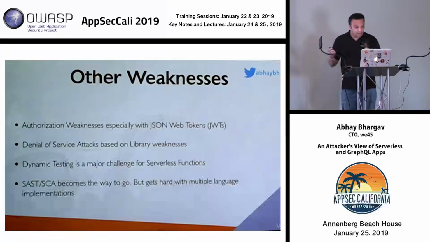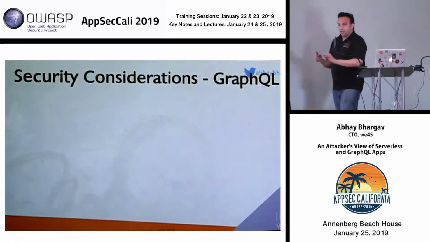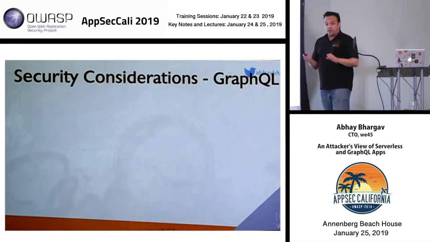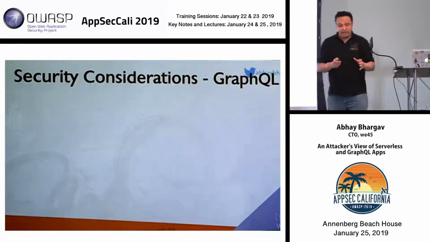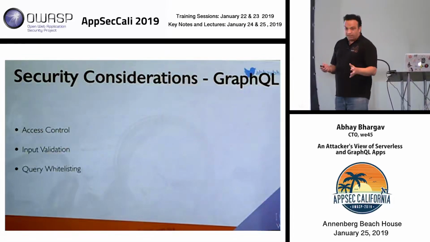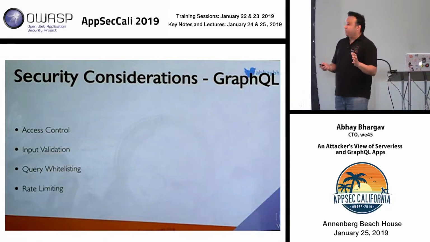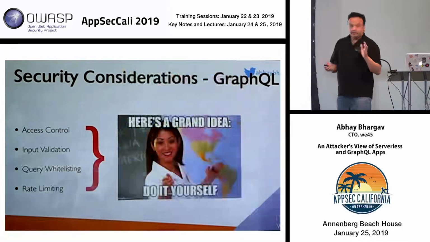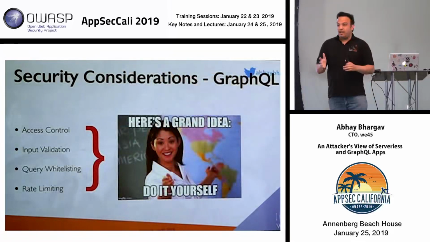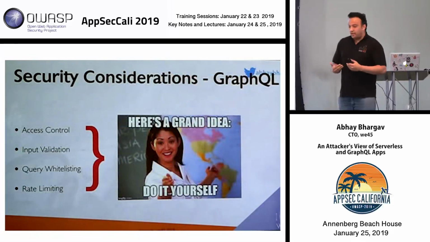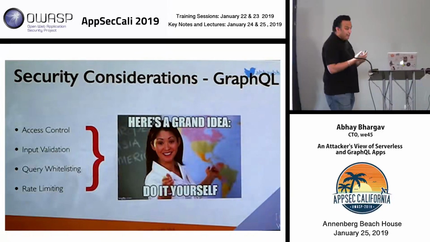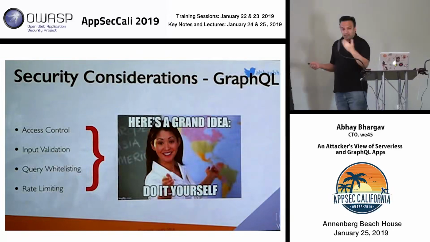I'm going to quickly go to GraphQL because I'm really short on time. So GraphQL, of course, again, it's one of those things that is largely DIY at this point. Access control, input validation, query whitelisting, all of the good stuff that you want to do with GraphQL, you have to do it yourself, right? So unfortunately, GraphQL, just like serverless, you still have a lack of frameworks that allow you to do a lot of the good security stuff with GraphQL. They're building it quite a bit.